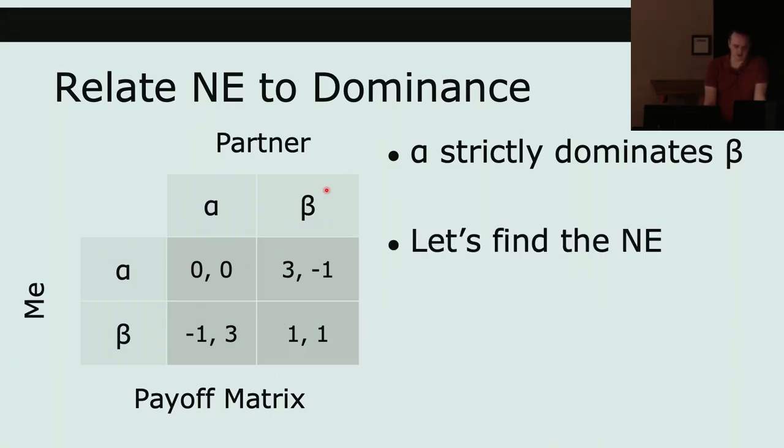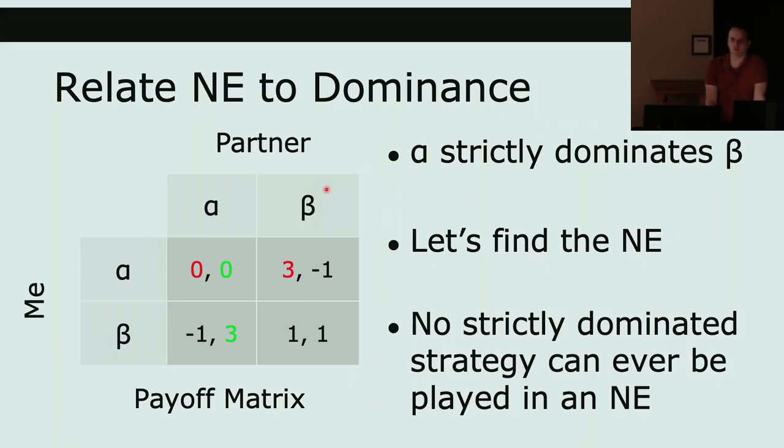Let's find the Nash equilibrium. So we circle our best responses for both players. There's the Nash equilibria in the top left. And a cool fact is that no strictly dominated strategy can ever be played in a Nash equilibria. Okay? So you can never be strictly dominated if you are playing a strategy from a Nash equilibrium.